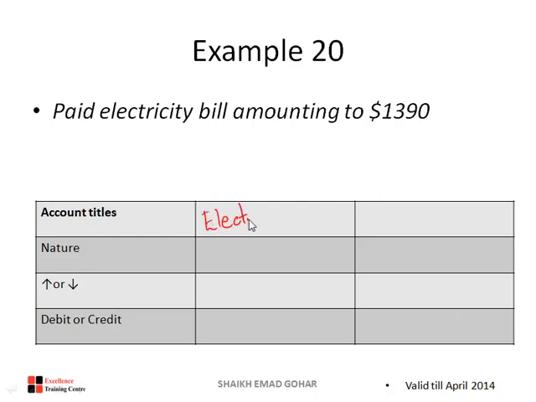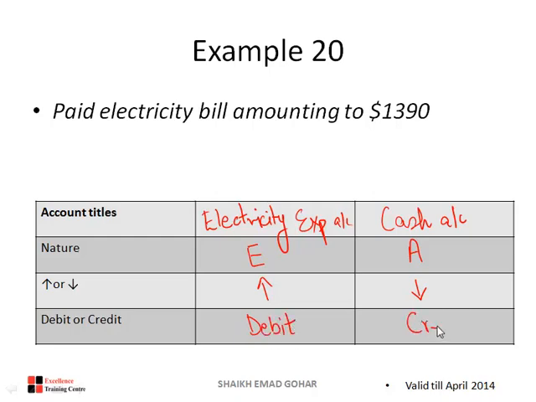Electricity expense account. And if they are not mentioning how you are paying, you will assume that you are paying through cash. So electricity expense, nature of expense, is increasing, and cash is my asset, I am paying, so it is decreasing. Expense increased, asset decreased. Done? Easy? Good.